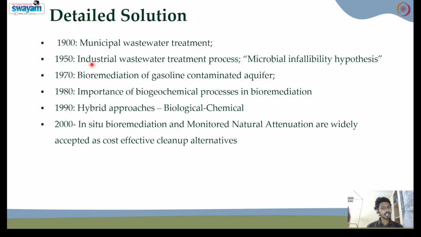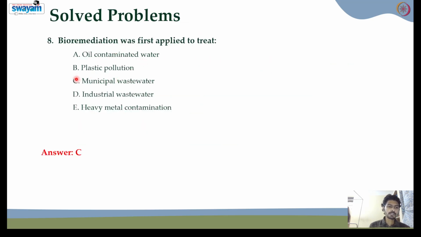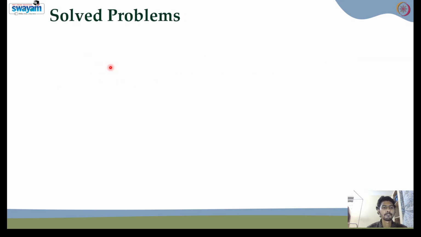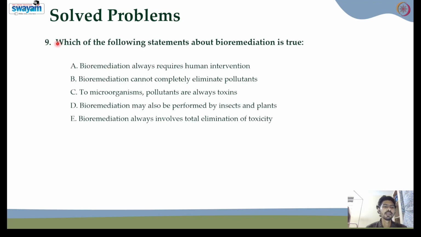Then they used it for oil contaminated sites. Then slowly they used hybrid approaches. So if you see, the first application of bioremediation is municipal wastewater treatment. That is why municipal wastewater treatment is first applied. Then industrial wastewater, then oil contaminated, then it was applied to heavy metal contamination, followed by plastic pollution. So yes, it is correct. Municipal wastewater.